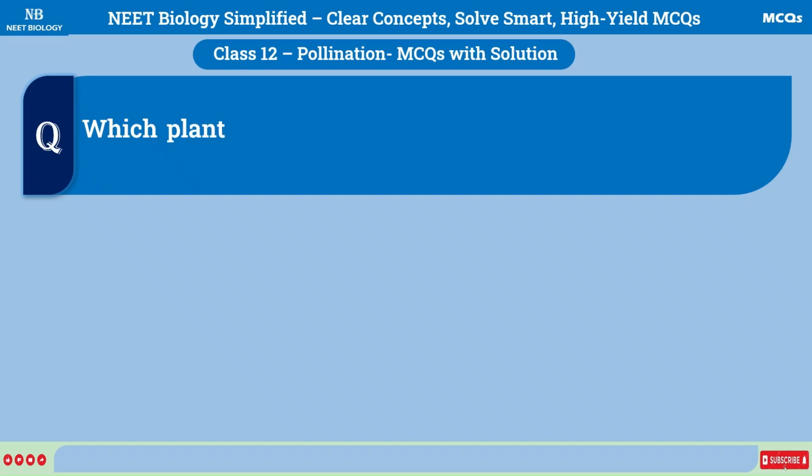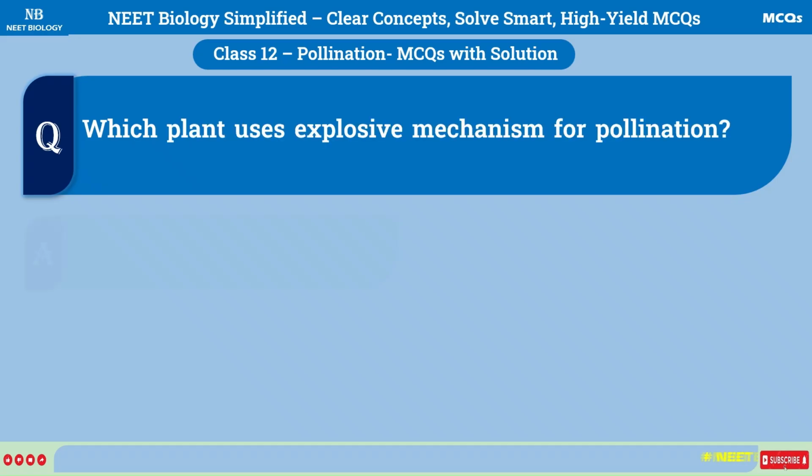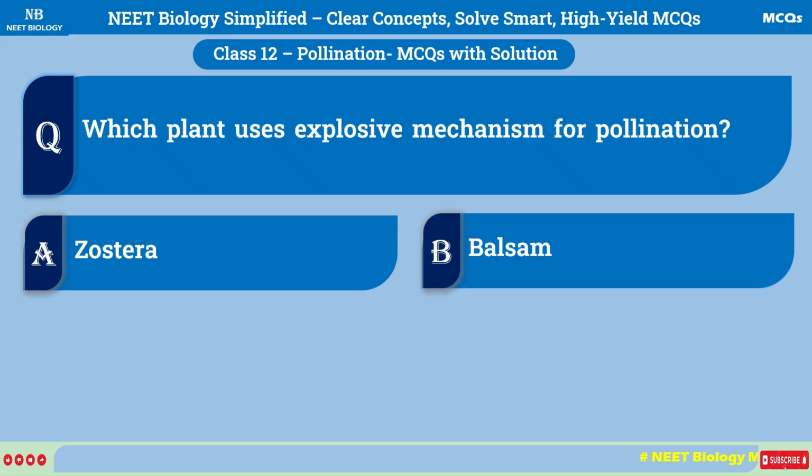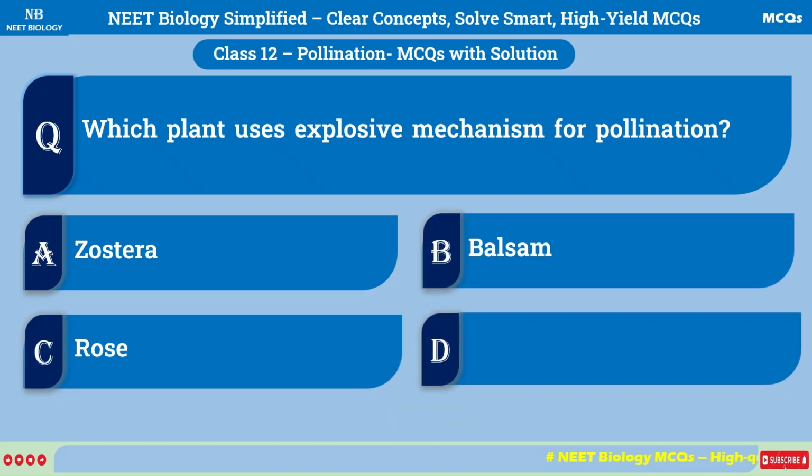Which plant uses explosive mechanism for pollination? A. Zostera, B. Balsam, C. Rose, D. Maize.